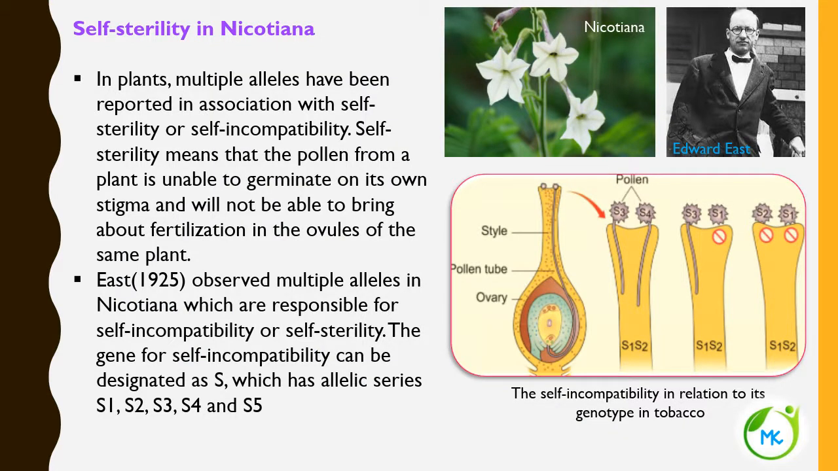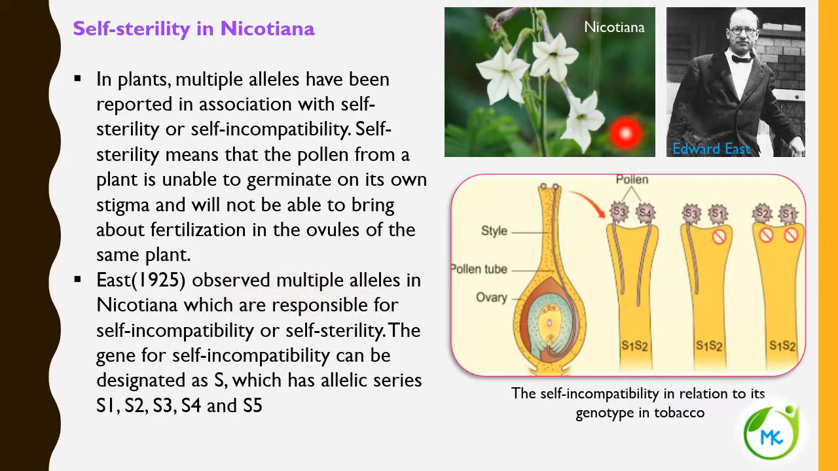The next concept we are going to see is about sterility in Nicotiana. In plants, multiple alleles have been reported in association with self-sterility or self-incompatibility. What is meant by self-sterility or self-incompatibility? It is when the pollen from a plant is unable to germinate on its own stigma. If the pollen of the same flower does not germinate on its own stigma, then there will not be any chance of fertilization also. Such a condition is called self-sterility or self-incompatibility.